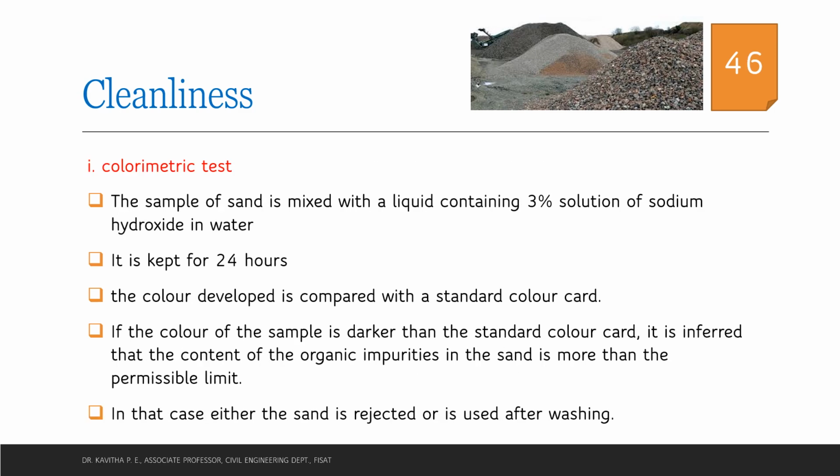The cleanliness of the aggregate can be ensured using different methods. Let us consider one of the methods, a colorimeter test. Here a sample of sand is taken and it is mixed with a 3% solution of sodium hydroxide in water. It is kept for 24 hours and the color developed is compared with the standard color card. If the color developed is darker than the standard color card, it is inferred that the amount of organic impurities is more than the permitted limit. In that case, either the sand is rejected or it is washed before use.